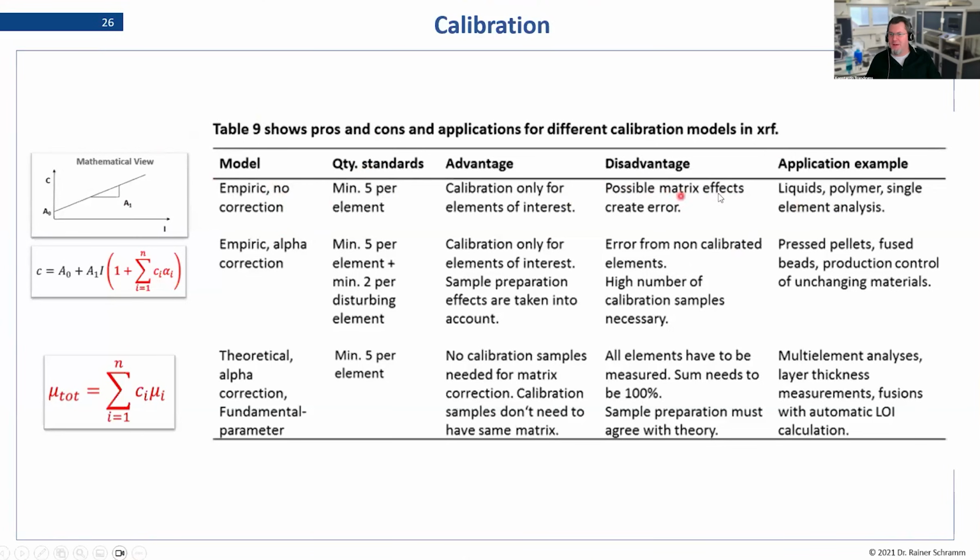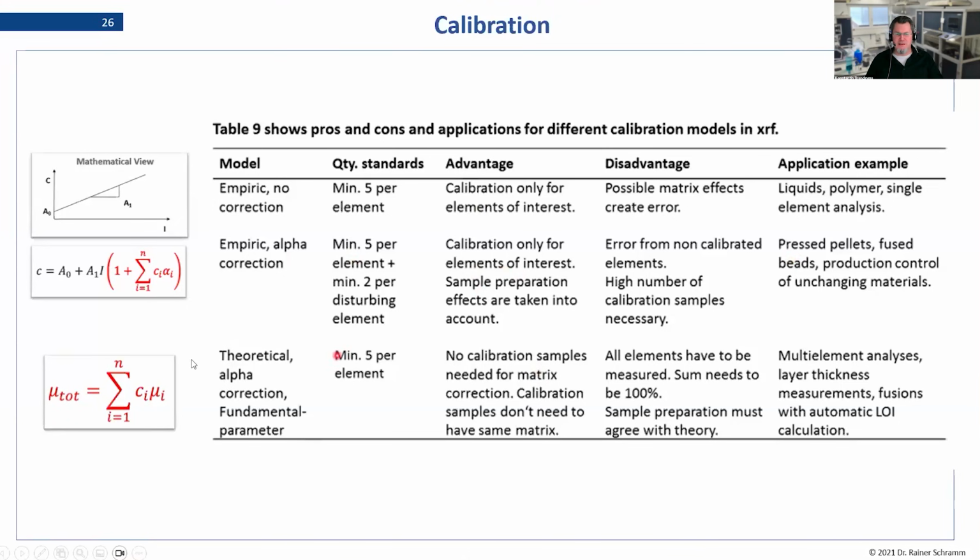The problem here is that there can be matrix effects that we are overlooking, and they affect the precision of our analysis. So it works good for liquids and the like, but if you have more complex samples, it gets difficult. Empirical alpha corrections is nice for a specific material group. For example, it has been done in the cement industry as a quality control for a long time, and they knew which elements they would need and which samples they would need to describe the problem, and then they could make a nice empirical calibration that always gave the same quality.